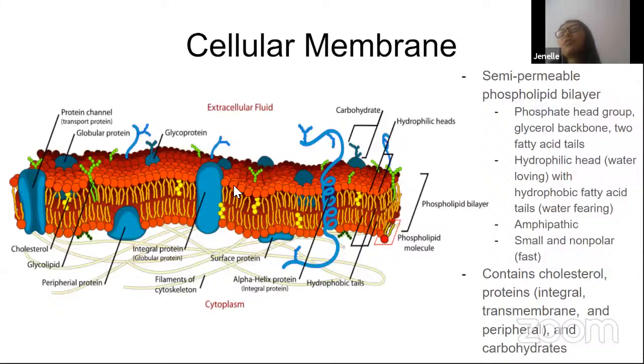For the other molecules that come in and out of the cell that may not be small and nonpolar, there are usually different mechanisms that allow them to go in. So I'm just going to talk a little bit about what's embedded in the cellular membrane. It contains cholesterol, which is mainly used to improve the stability of the cellular membrane.